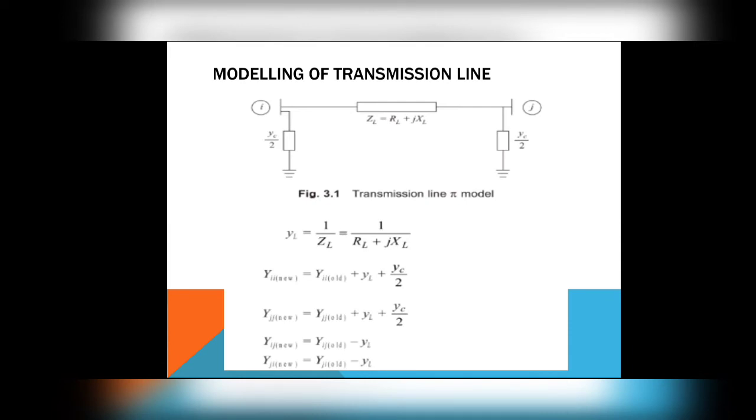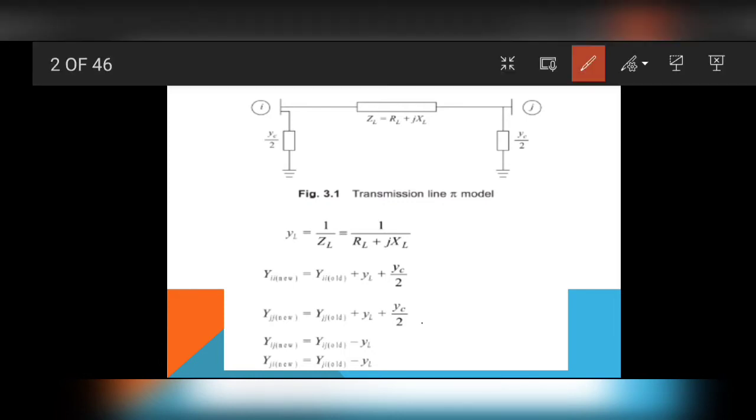Transmission lines are usually modeled by nominal pi method. The series impedance of the line, that is ZL, is nothing but RL plus J into XL, and YC by 2 on either of the side is half line charging admittance. So in the nominal pi method, half of the line charging admittances is shown in shunt at the two buses where the line is connected, that is I and J here.